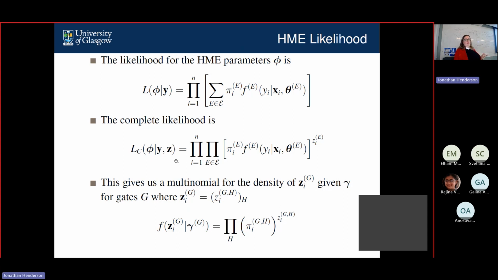If we introduce these latent variables z and we have a complete likelihood, then that becomes a product over observations and then the product over the experts in the HME of the mixing proportion times the component density for e, to the power of whether or not that observation falls into e. So if this is one, then we call this out. If it's zero, it vanishes. And this also gives a multinomial for the density of these vectors of allocation parameters given the gating parameters. So that becomes a multinomial as well. We're interested in that. It's helpful for sampling later on.